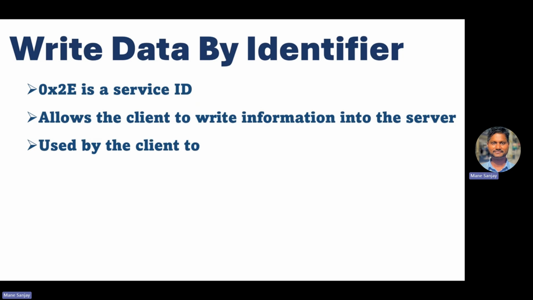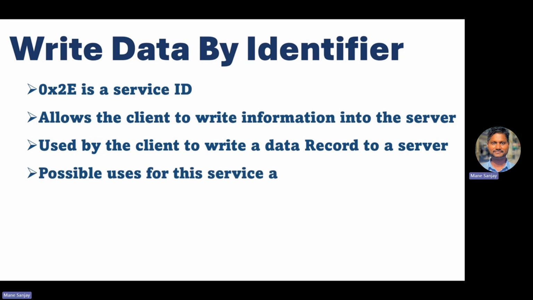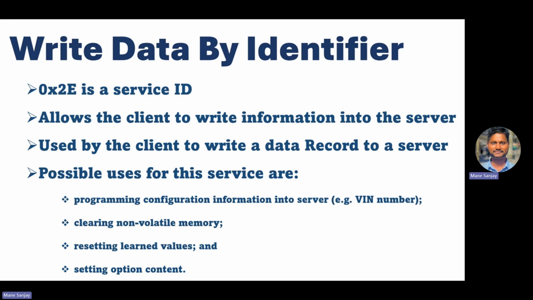The write data by identifier service is used by the client to write a data record to a server. The data is identified by the data identifier and may or may not be secured. Possible uses for this service are programming configuration information into the server, that is the VIN number, clearing non-volatile memory, resetting a value which was already learned by the ECU, and setting up the option content. So this is how the write data by identifier service is used.